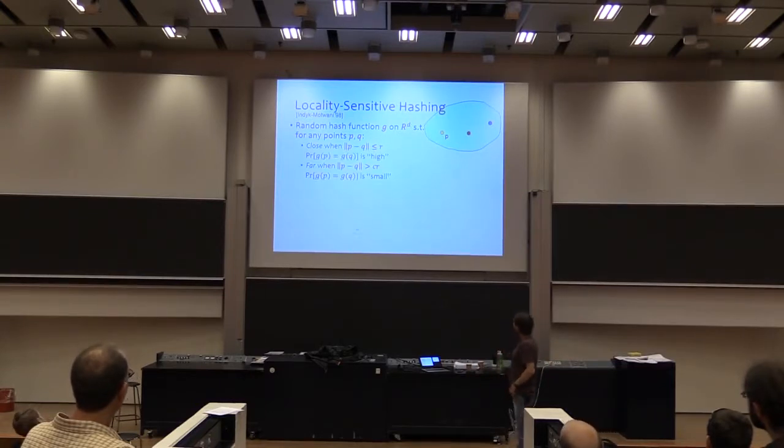And what do we want? Essentially what we want is a hash function such that if points are close, then the probability of collision is high. And if the points are far, then the probability of collision is small.